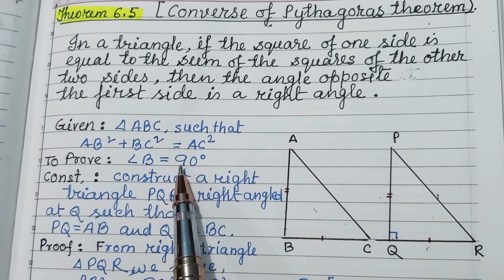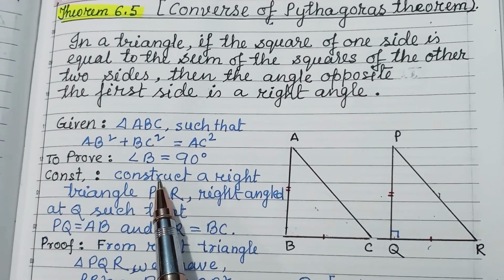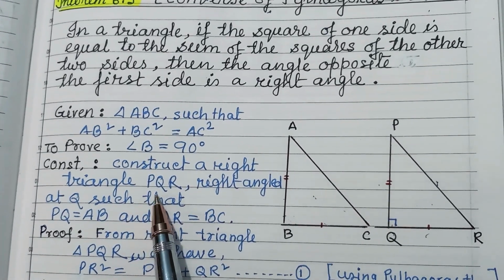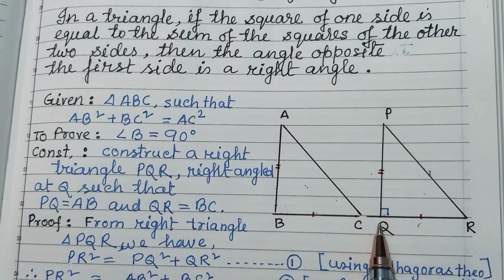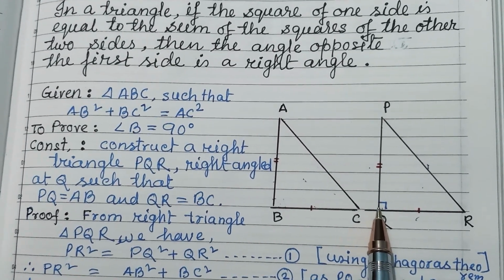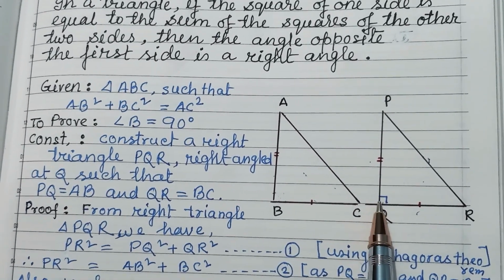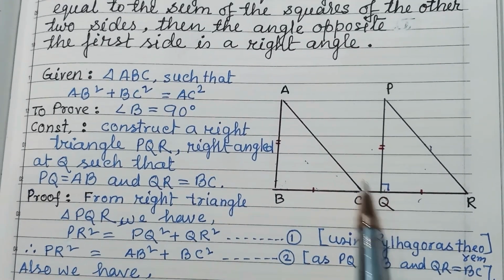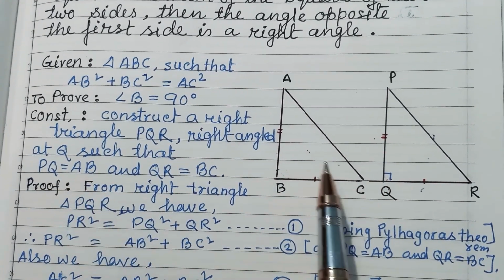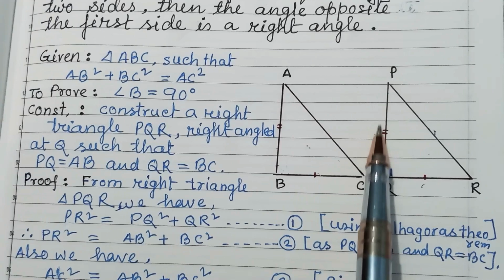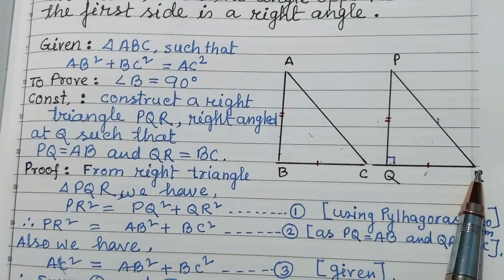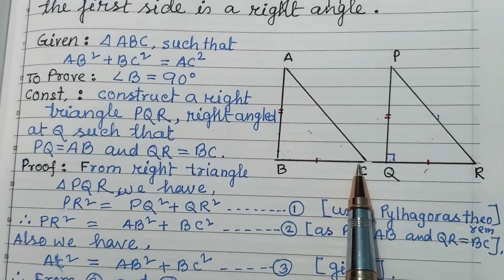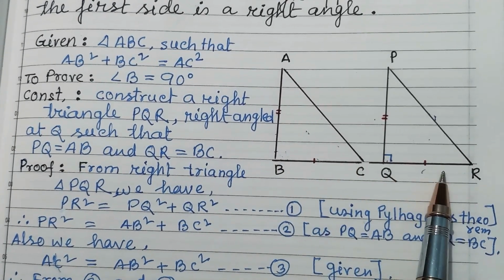Okay. For that proof, we have to construct a right angle triangle PQR. Another right angle triangle we are drawing. Angle Q is a right angle, where we draw in such a way that PQ is equal to AB and QR is equal to BC. In this way we have to draw.